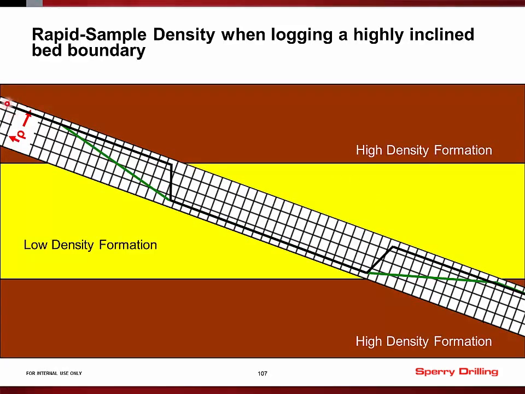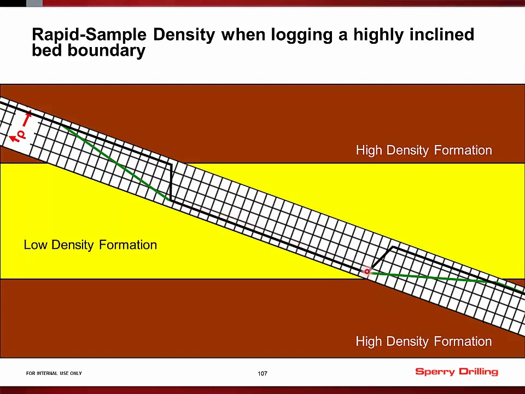So we start off with reading high density up here, and even though we're crossing the boundary now, the rapid sample algorithm is going to tend to preferentially pick the higher density until there's nothing else to pick but the low density formation, at which point it drops and starts to read the correct value in the low density formation. But it's only when it's lost all trace of the high density formation that it actually does that. As long as there's any of this high density formation exposed to the borehole, it will tend to pick that preferentially over the low density value.